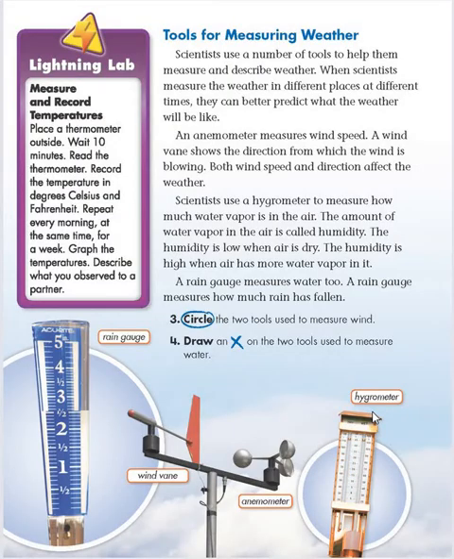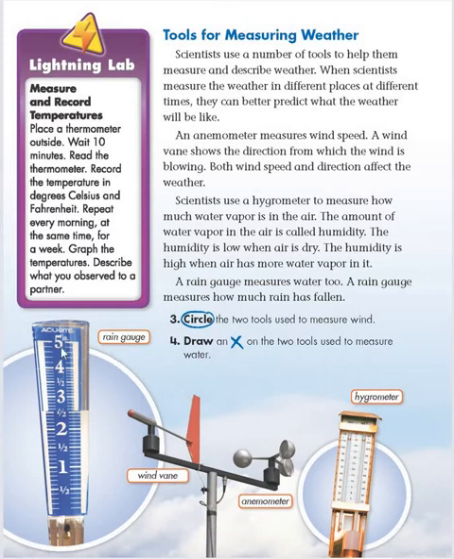Other tools like the hygrometer, which is used to measure the amount of water vapor in air, which is called humidity. You see this word, humidity. Also the wind vane and the anemometer. The anemometer measures the wind speed, but the wind vane determines the wind direction.